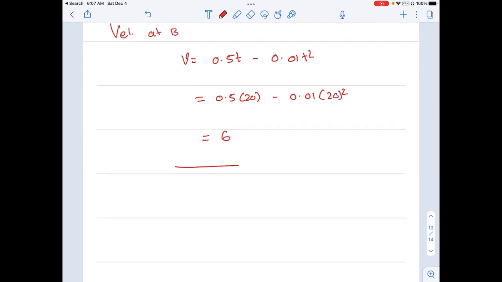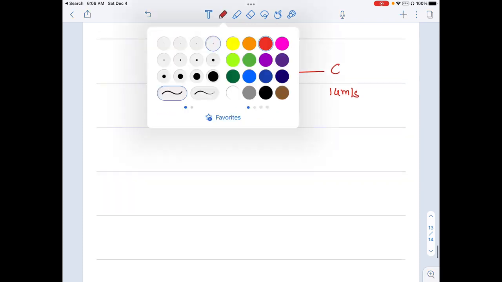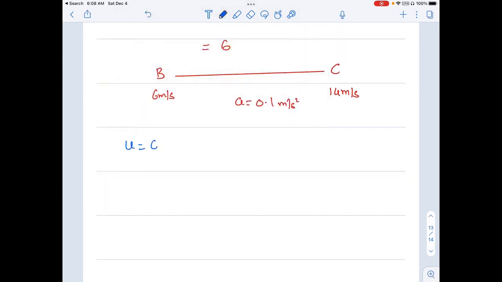So now B to C. At B it was 6 meters per second. At C it was 14 meters per second. And acceleration is the same, 0.1 meter per second squared. What is going to be the time? Initial velocity is 6 meters per second, final velocity is 14 meters per second, acceleration is 0.1 meter per second squared, time is equal to question mark.